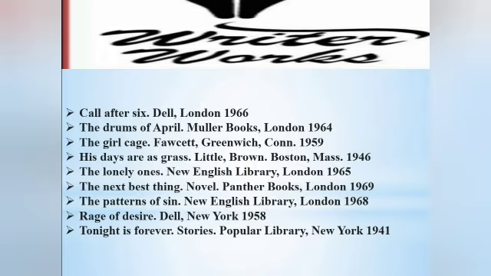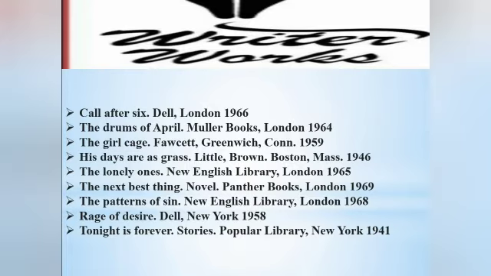The works of Charles Mercantile: Call After Six, Dell, London, 1966. The Drum of April, Malabrook, London, 1964. The Girl Cage, Forsyth, Greenwich Con, 1959. His Days Are Grass, Little Brown, Boston, Mass., 1946. The Lonely Ones, New English Library, London, 1965.